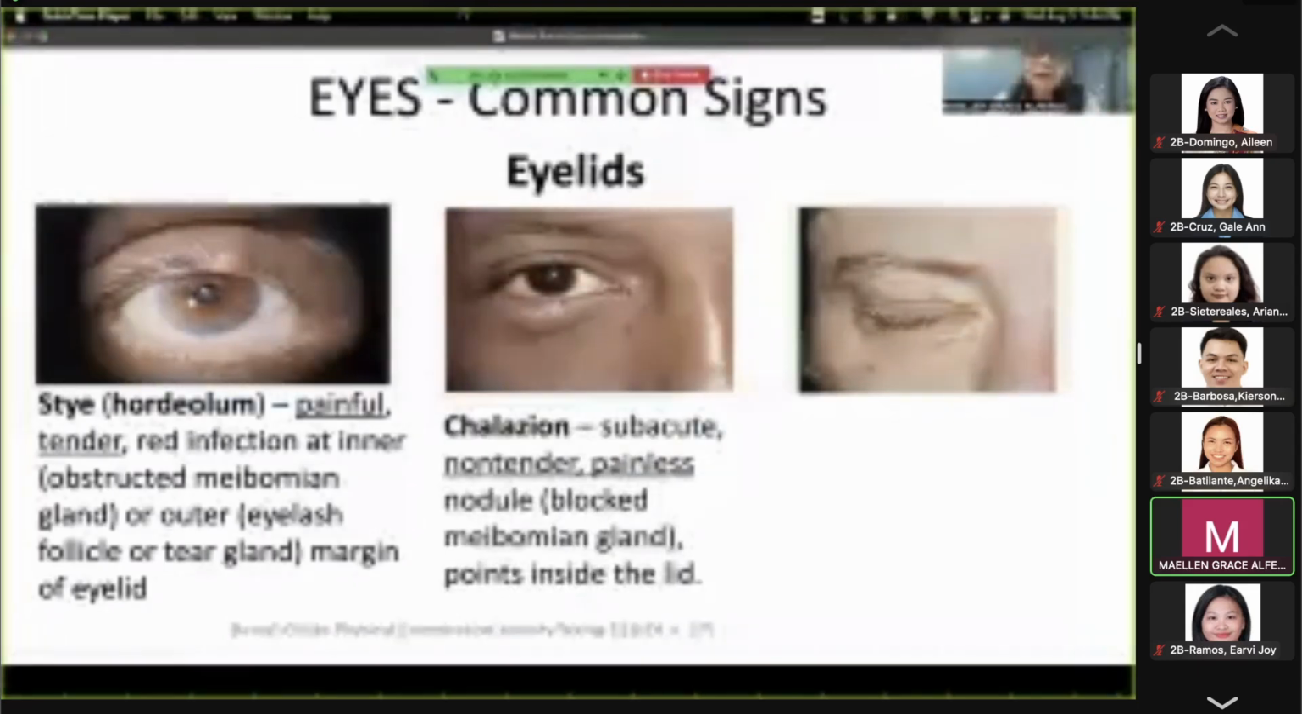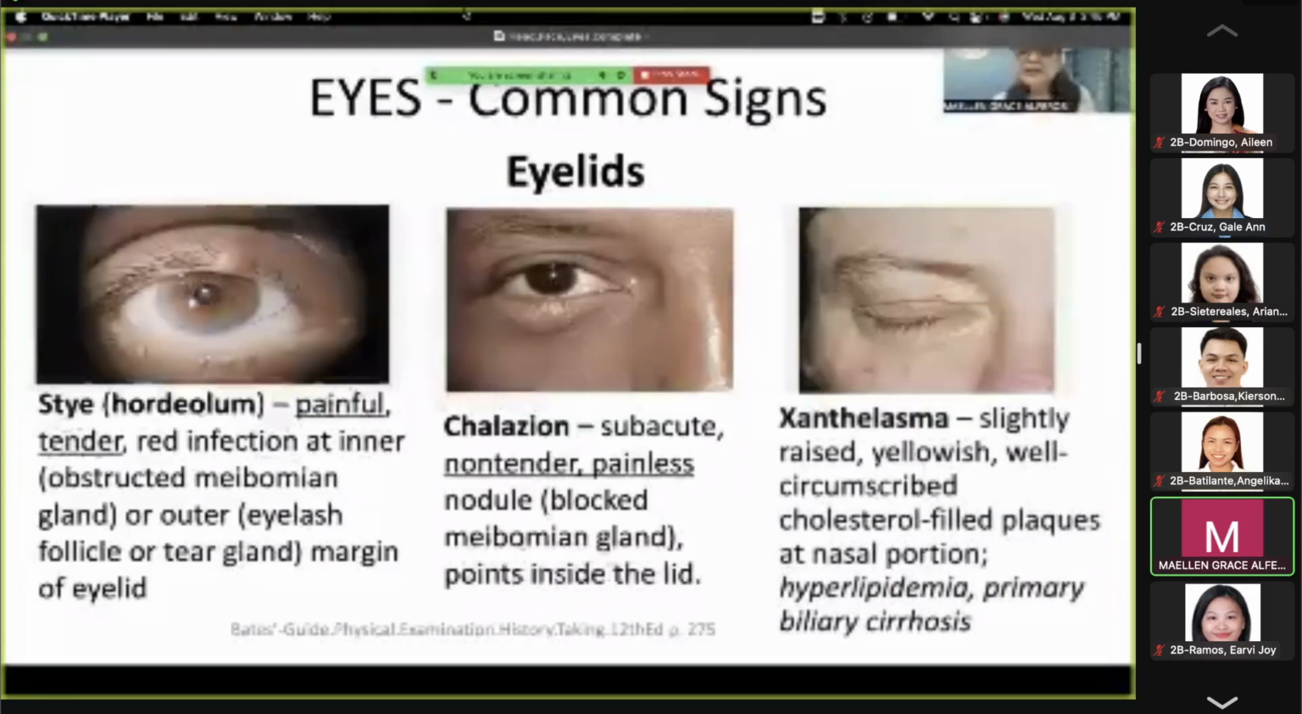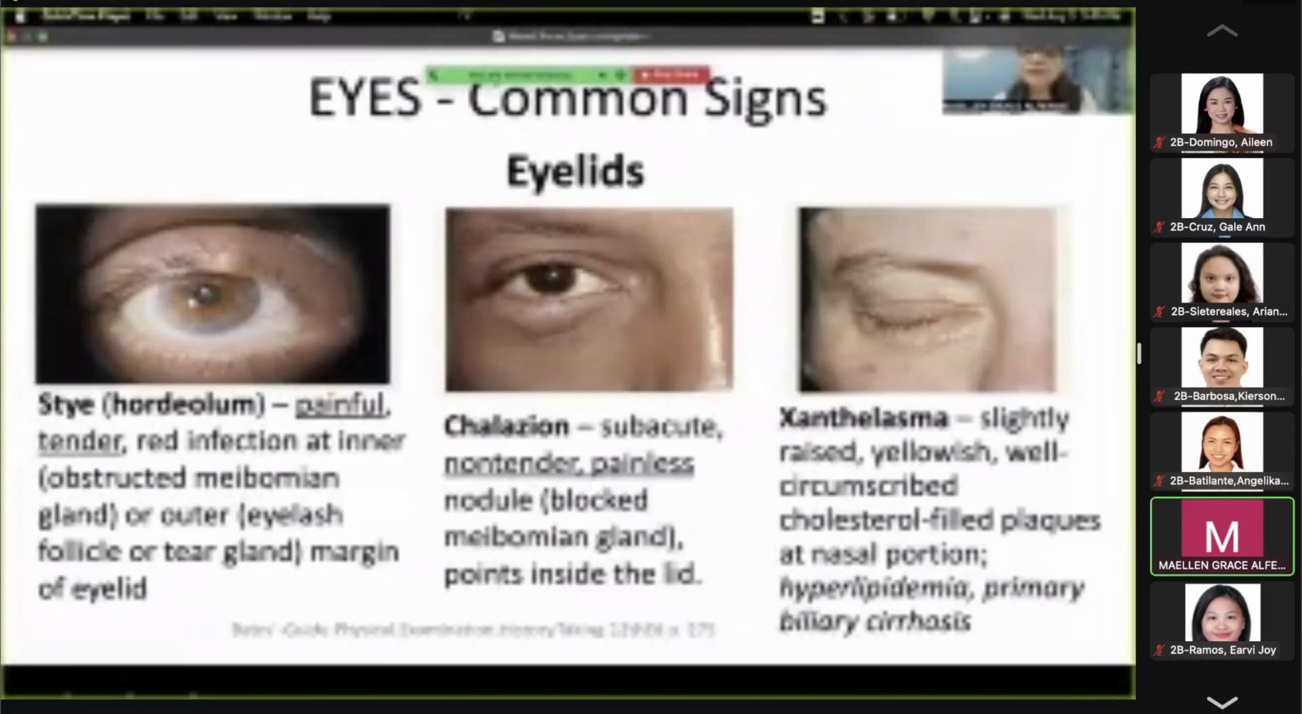Now, in contrast to this, a nodule that is non-tender and painless is usually a subacute blocked meibomian gland and points inside the lid. This is what we call a chalazion. Now, these slightly raised, yellowish, well-circumscribed cholesterol-filled plaques at the nasal portion of the eyelid are what we call xanthelasma. This is usually seen in those who have hyperlipidemia and primary biliary cirrhosis.